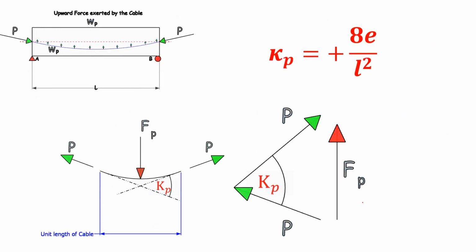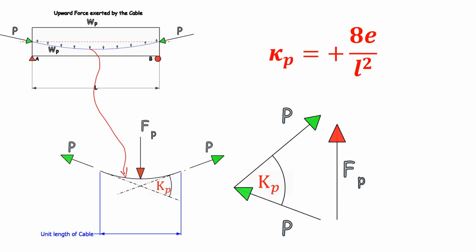Now we will try to find out what is the value of kappa p. Now this Kp, you can see that from this cable we take a unit length of the cable and we draw the free body diagram. So this diagram is the free body diagram.